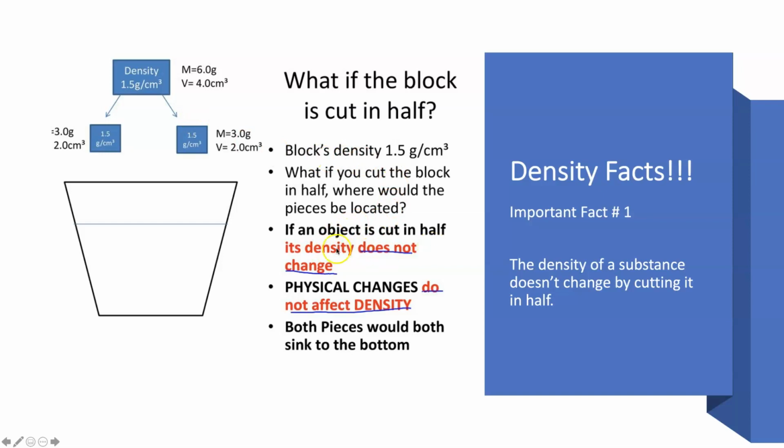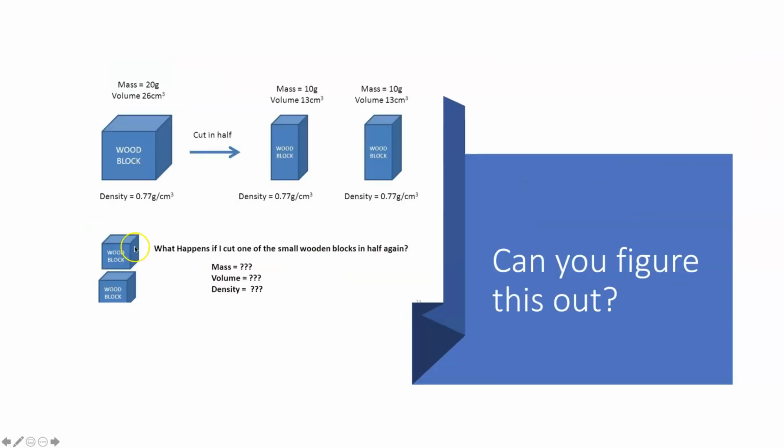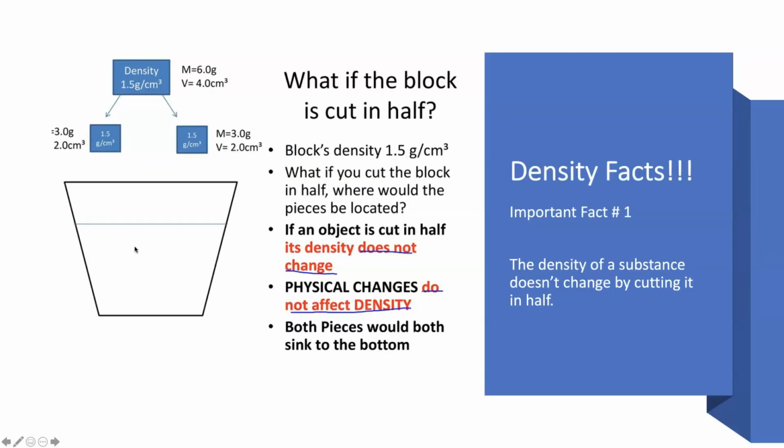Next part of this slide basically tells you if an object's cut in half, its density does not change. Physical changes do not affect density. And then there was a question, basically, if you did cut the blocks of wood in half, okay, and you were to place them in this water, knowing water in here has a density of 1, where would they go? And again, if you know that the density of water is going to be 1, let me go back one. The density of this water in here is going to be 1, right?